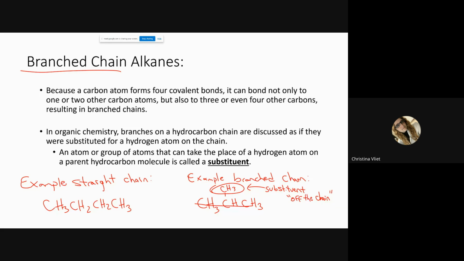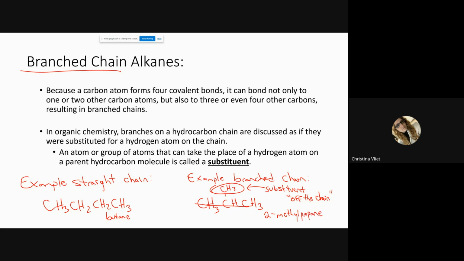And we're going to have to learn how to draw molecules with substituents, and we're going to have to learn how to name molecules with substituents. I'm going to write the names here, and I'll see if you can kind of get the hang of what this is. So this right here is butane, and this right here is 2-methyl-propane.